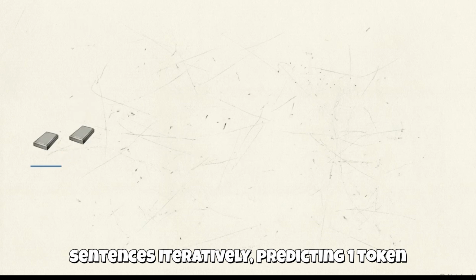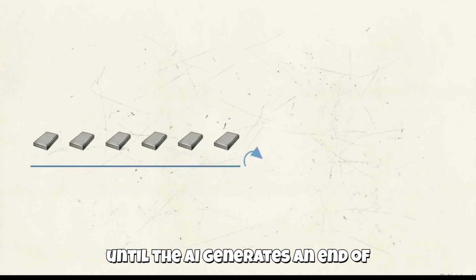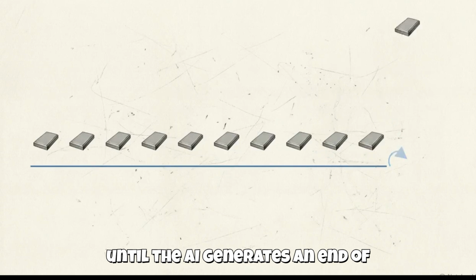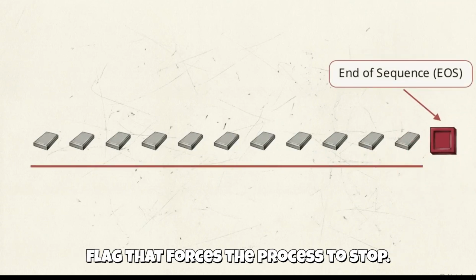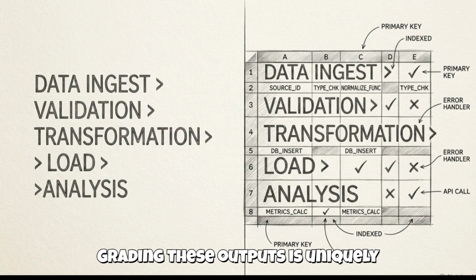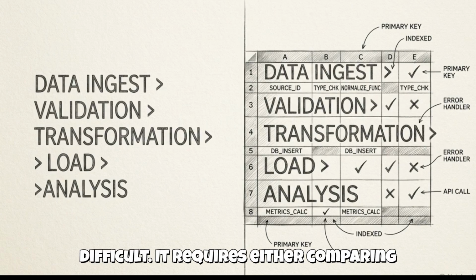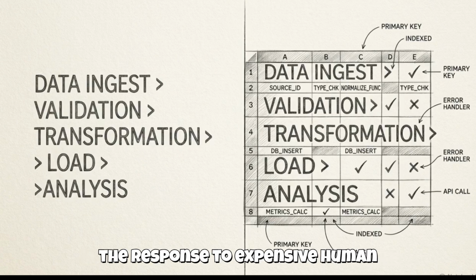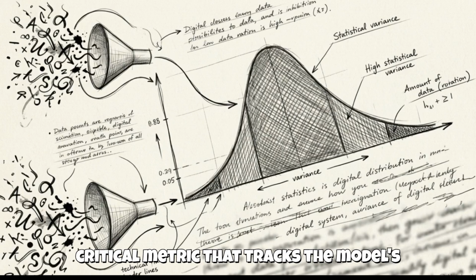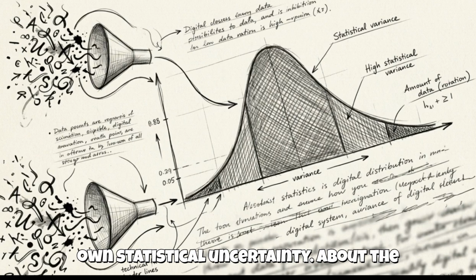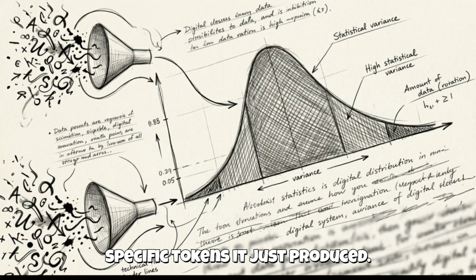The system builds these sentences iteratively, predicting one token at a time. This loop continues until the AI generates an end-of-sequence token, a specific mathematical flag that forces the process to stop. Grading these outputs is uniquely difficult. It requires either comparing the response to expensive human references or measuring perplexity, a critical metric that tracks the model's own statistical uncertainty about the specific tokens it just produced.